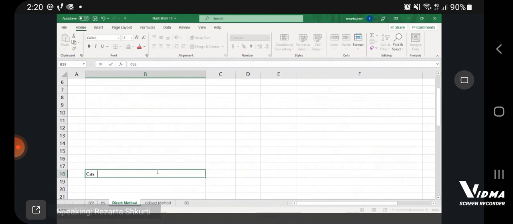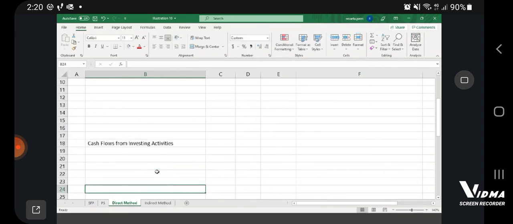Then we will complete the cash flows from investing activities. Whatever goes there, we will include in the right place.